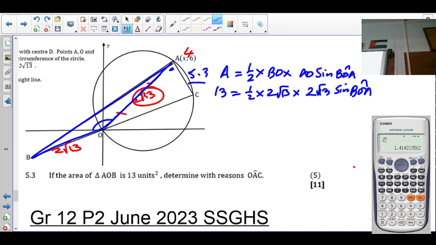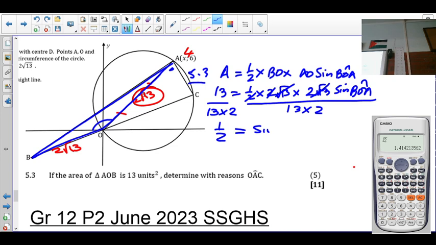Okay? Root 13 times root 13 is 13. I divide both sides by 13, so that will cancel, and the 2 here. So I'll get a half is equal to sine of BOA. As we know, that's a special angle. So the angle of BOA, of course, is going to be 30 degrees.